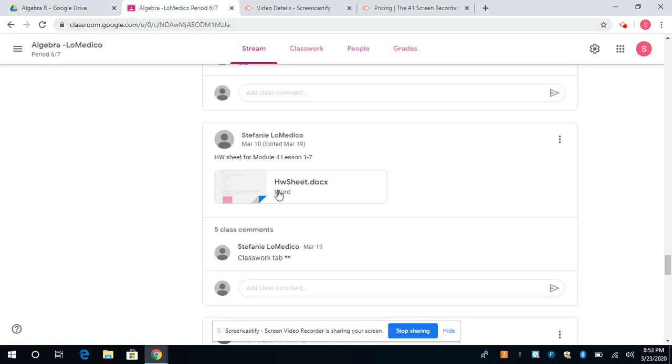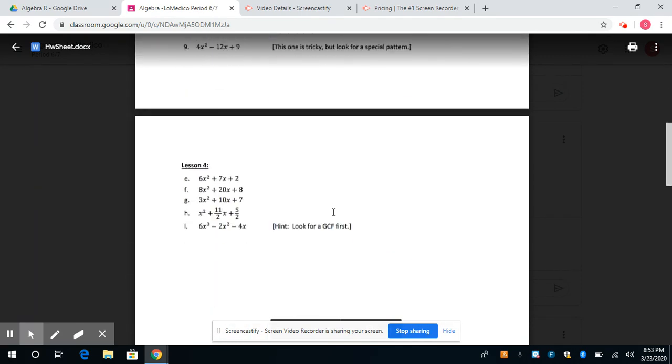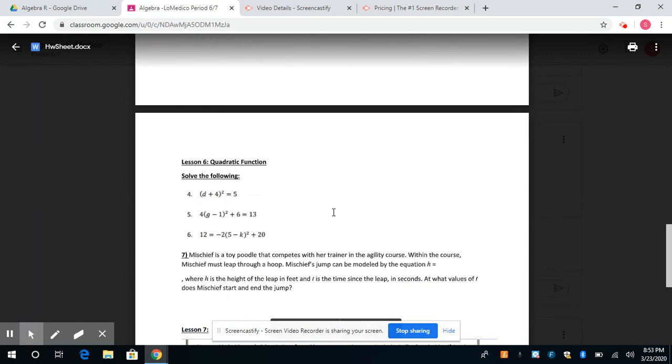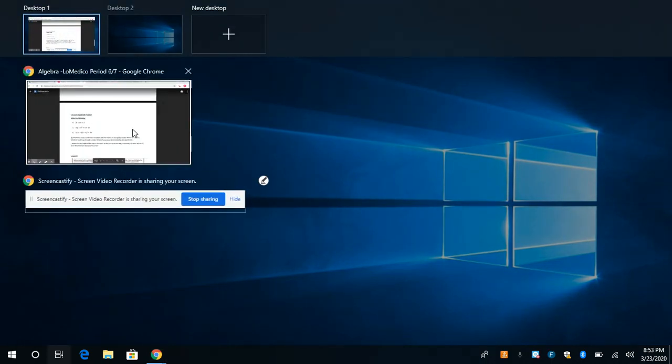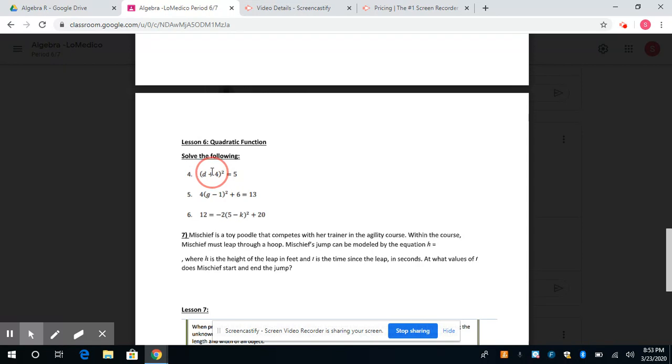So if we go to your homework for lesson 6, we did that. All right, so you have d plus 4 squared equals 5. You're solving for d. If it's something squared, right, take the square root of both sides, get d by itself. Here, what do you do first? Think of PEMDAS. Subtract the 6 first, and then you're solving for g.